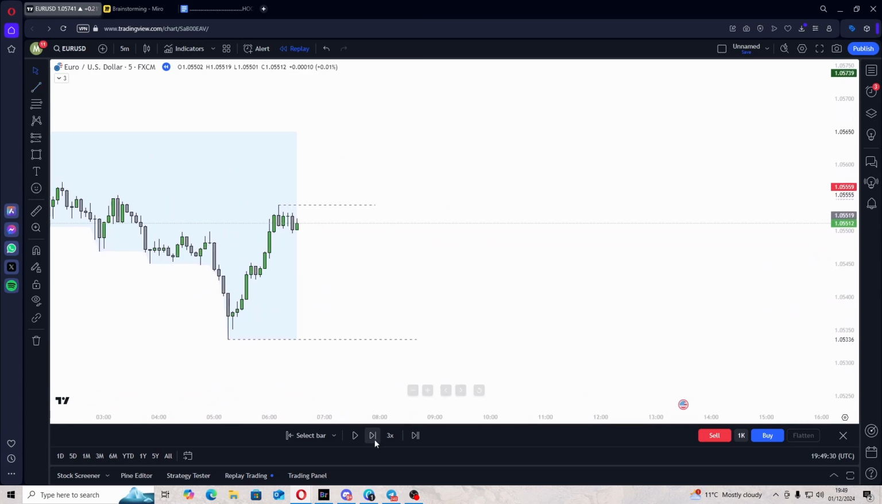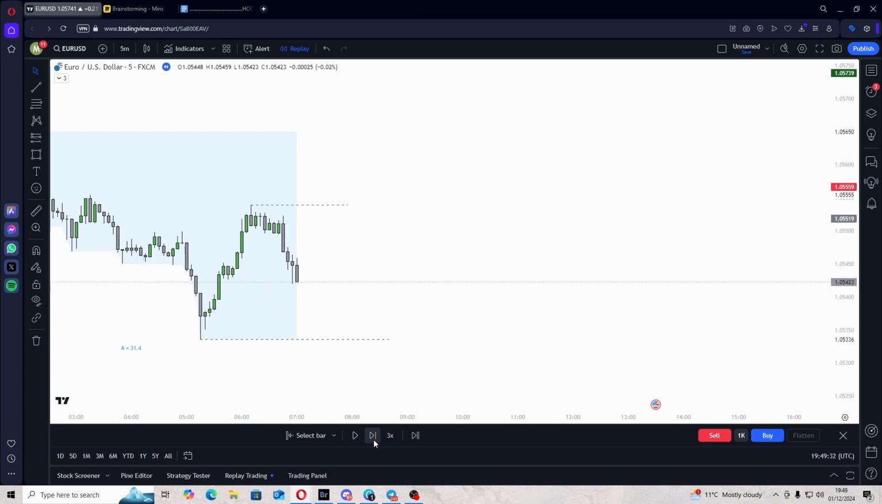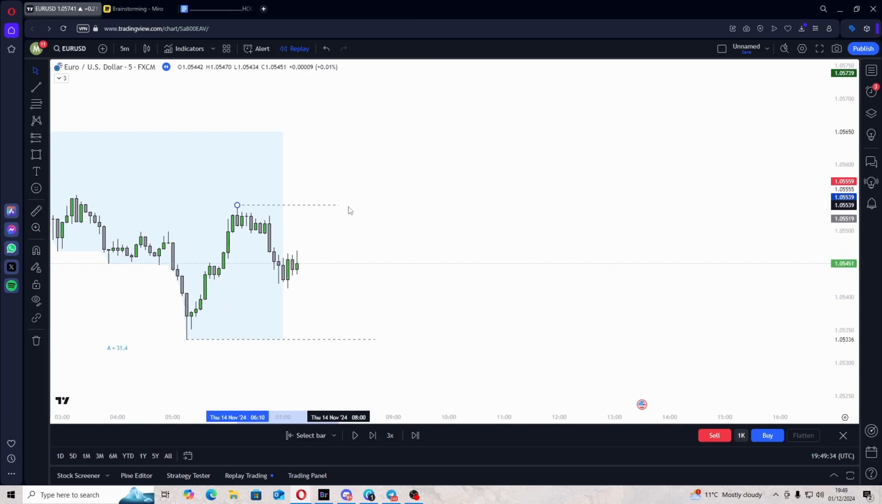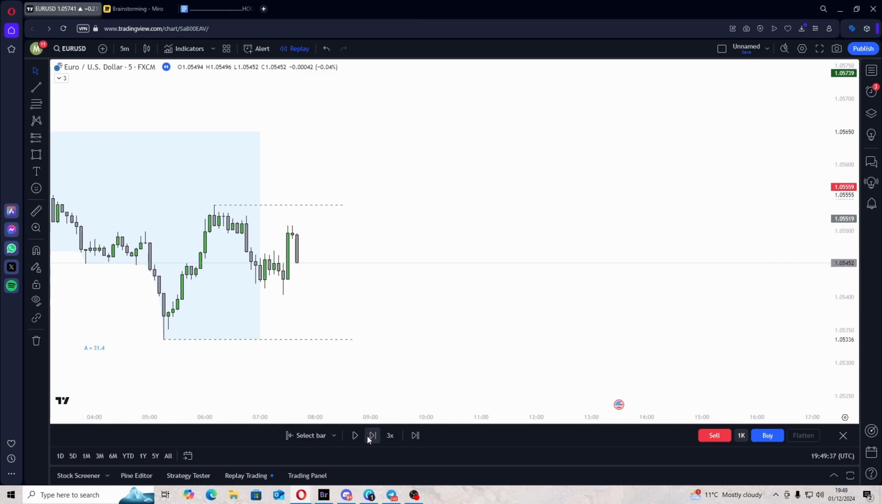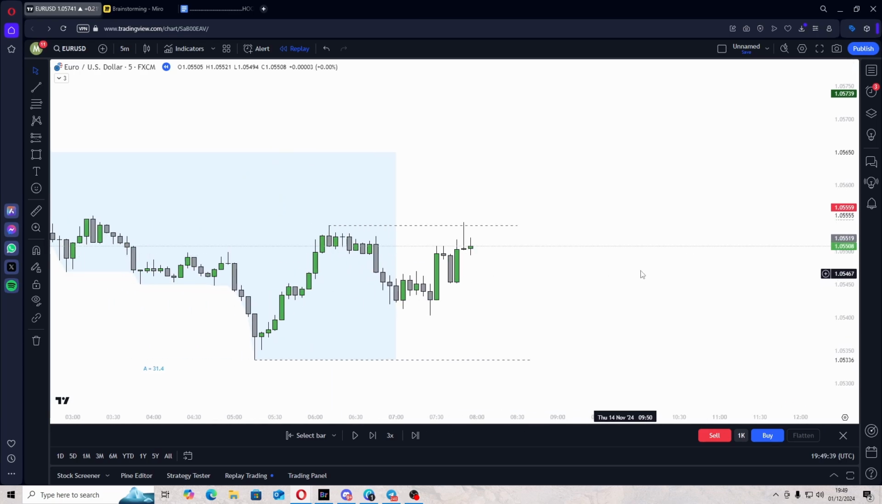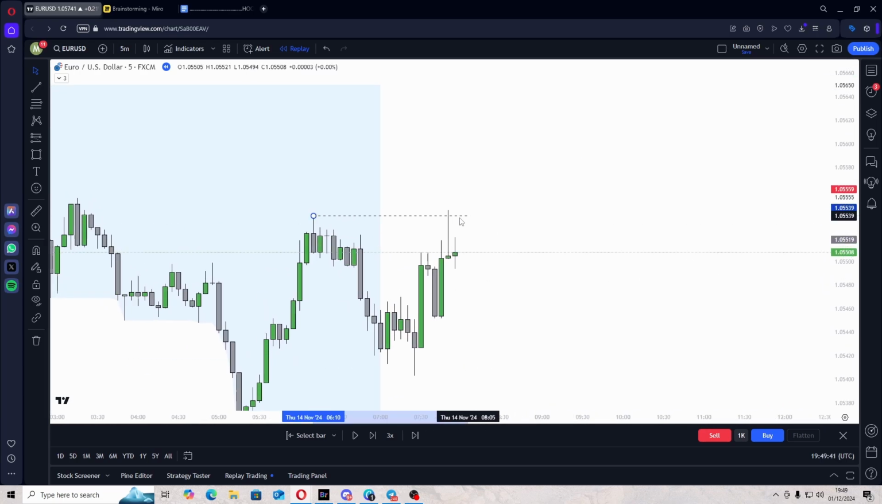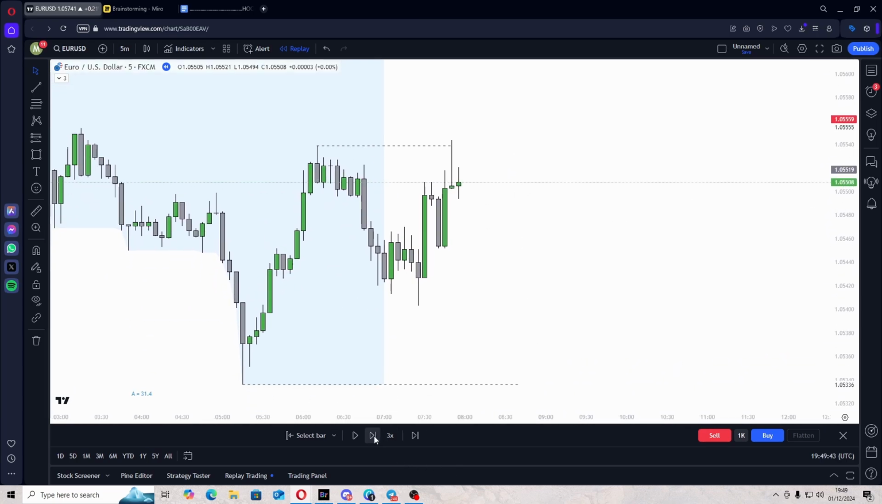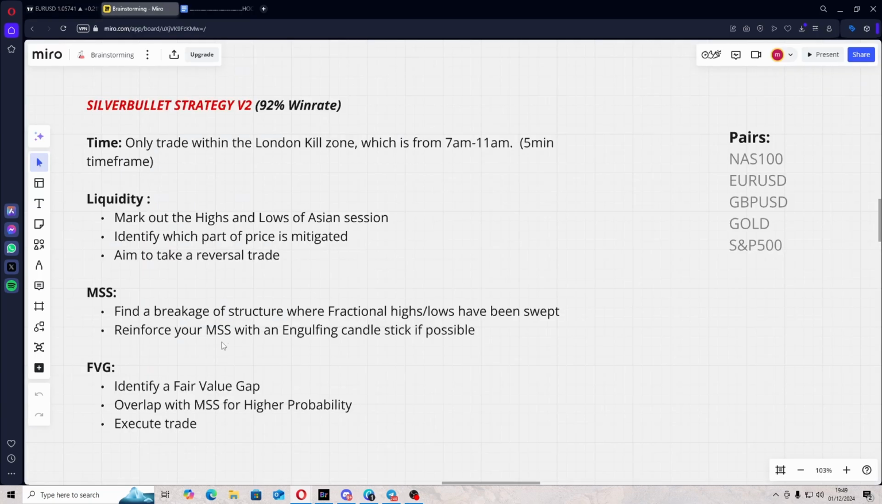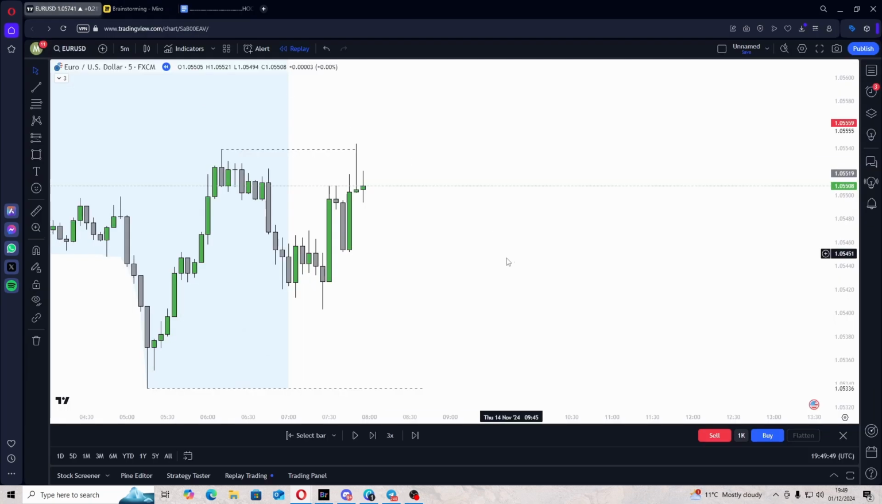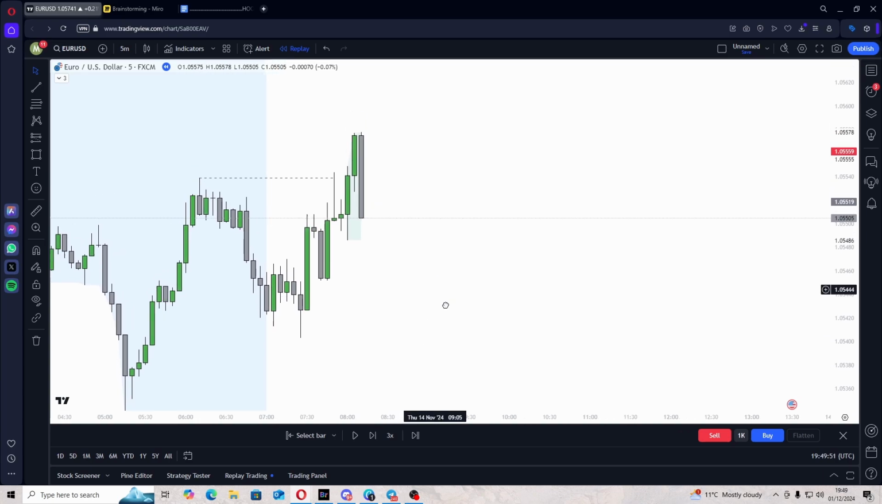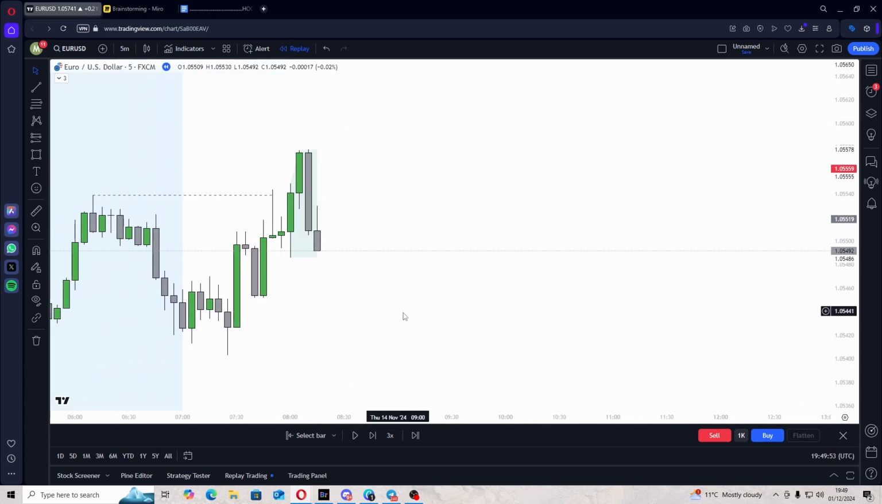Okay, so if I play price forward now, we're going to see if it takes out the highs or the lows or whatever. Just extend this. You can see right here it's going, and it completely took out the highs right here. Okay, so once it's actually mitigated this liquidity area, what we need to do is find a market structure shift where it breaks fractal highs or lows. Okay, so now play price forward until we find a good market structure shift.